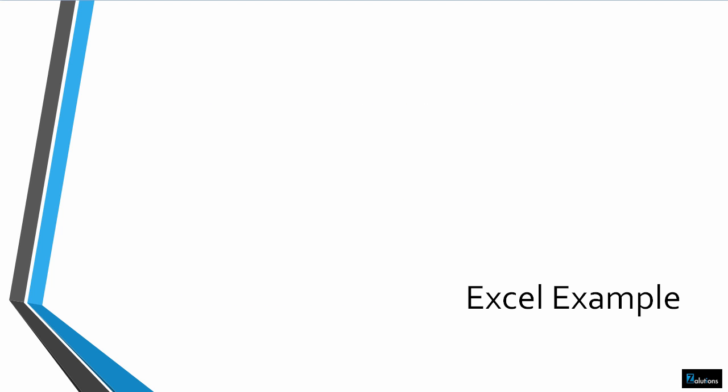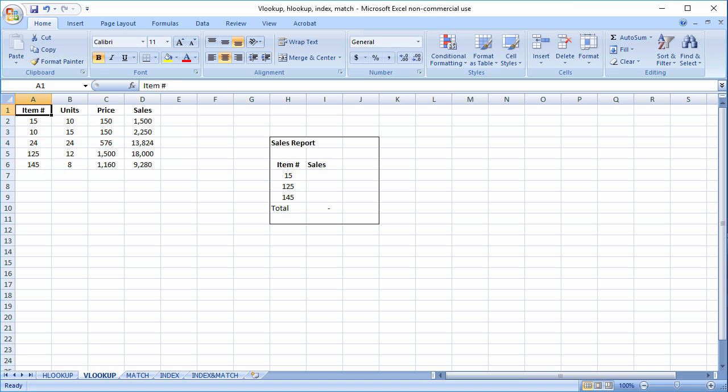Now we will cover an Excel example to illustrate these functions. So assume we have the following Excel spreadsheet. In column A, we have the item number. In column B, the units sold. In column C, the price per unit. And in column D, the total sales. And we want to generate a mini sales report that deals with item 15, item 125, and item 145.